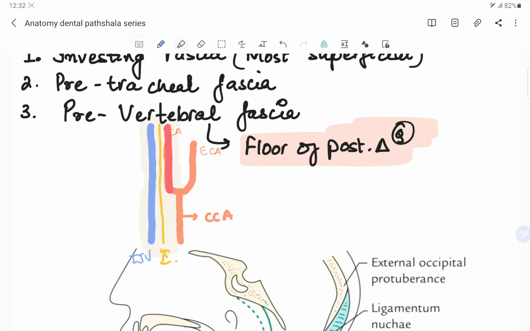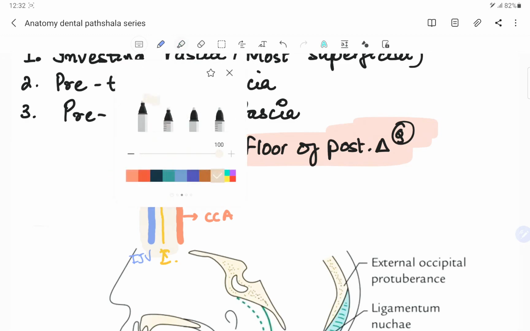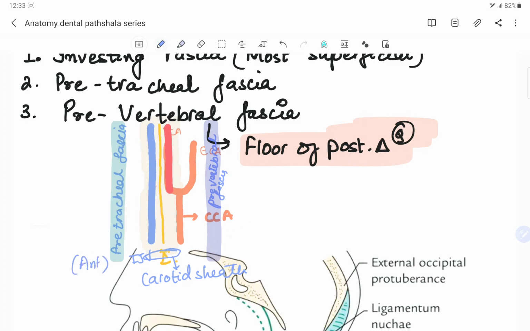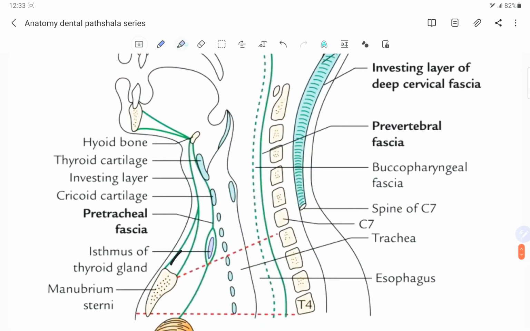Anterior to the carotid sheath, we find the trachea, so we have the pretracheal fascia, which is anterior to this carotid sheath. And posterior to the carotid sheath, we can see the prevertebral fascia, which is surrounding the vertebrae. So the pretracheal fascia is present anterior to the carotid sheath, and the prevertebral fascia is present posterior to the carotid sheath. If you see, we have the investing layer, which is the first layer.